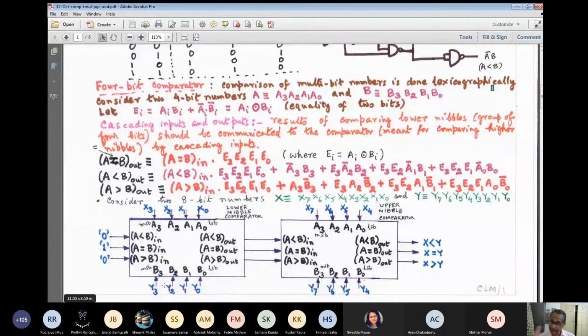Having compared the two lowermost nibbles, the result of comparing the lowermost two nibbles will be conveyed through these three cascading inputs. So, if this is 0, if this is 1, suppose I have put it 0, 1, 0. Why I have put it 0, 1, 0, that I also explain. Now, suppose, what is the meaning of A less than B in?